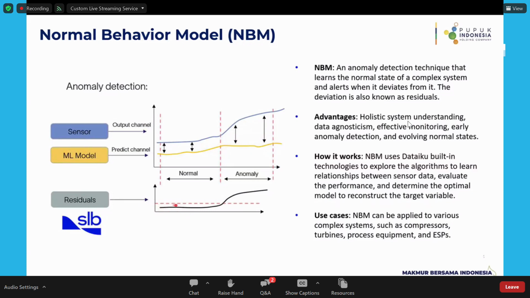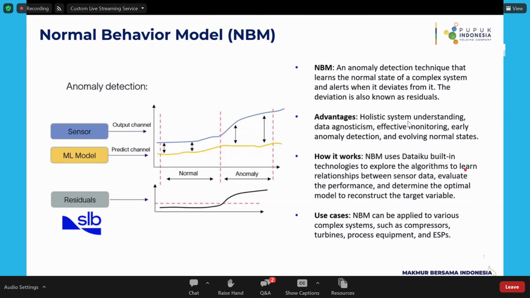And then we set the threshold, this red line. When the residual value is below the threshold, we call it normal operation. And if the residual value is above the red line, we call it anomaly data. So this anomaly data is what we want to detect earlier. Based on our discussion with SLB, NBM can be applied to various complex systems such as compressors, turbines, process equipment, and ESP.